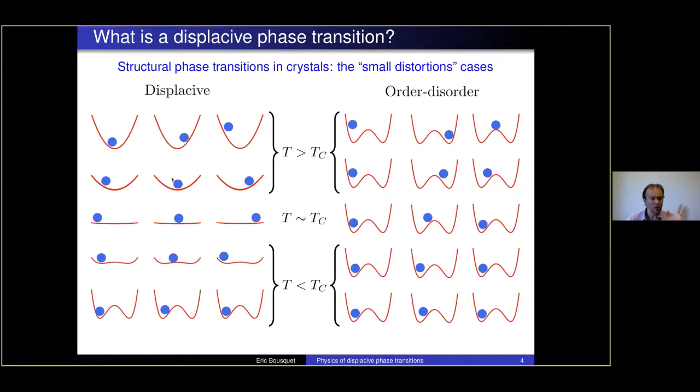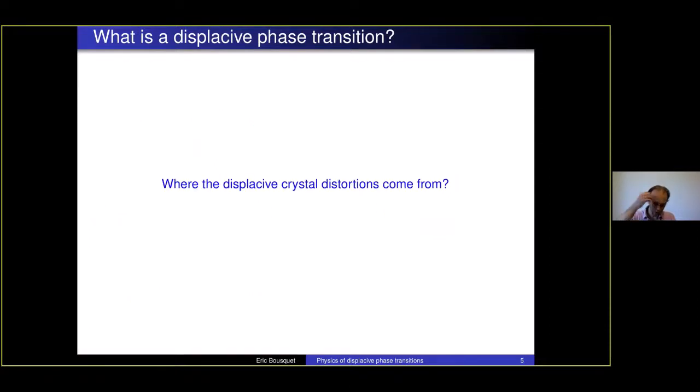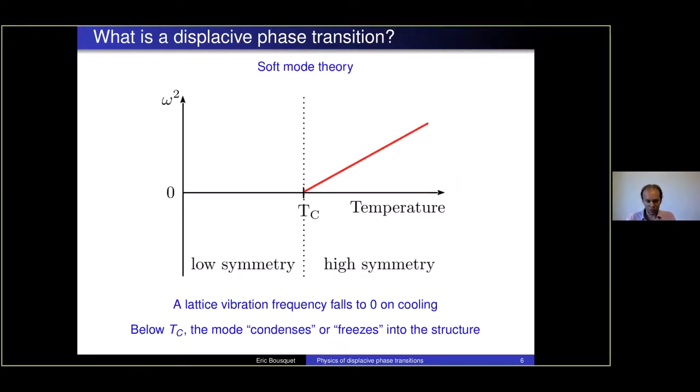So finally, this is a very basic schematic picture of where this displacive phase transition is actually coming from. And the main theory to describe that is the soft mode theory. In this theory, you suppose that you have different vibrations of the crystal, which are the phonons. And then if you look at the evolution of the frequencies of these phonons versus temperature, you find that here, this is a schematic plot of the square of the phonon frequency versus the temperature.